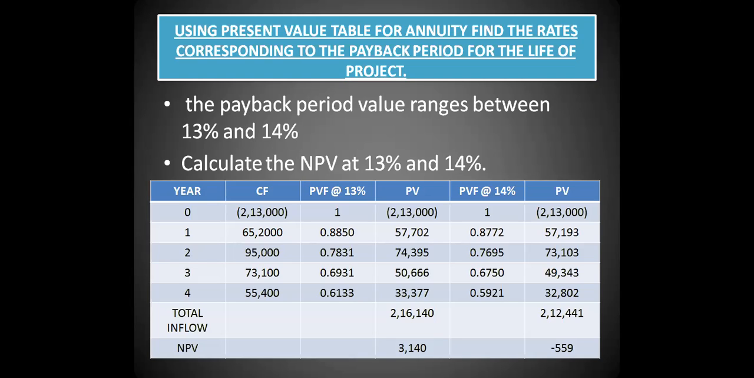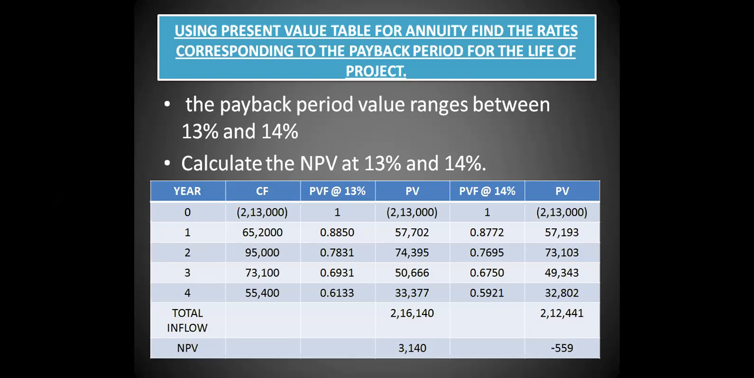How do we calculate NPV? NPV is equal to present value of all inflows minus present value of all outflows. So your present value of all inflows in the first case is 2,16,140. So we will subtract 2,13,000 from this, and you will get an NPV of 3,140.